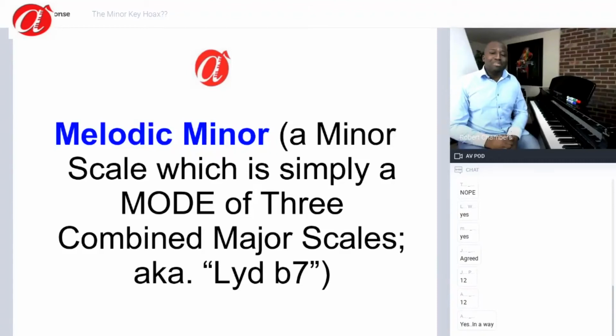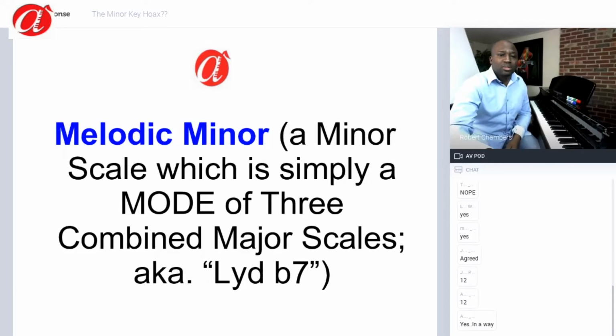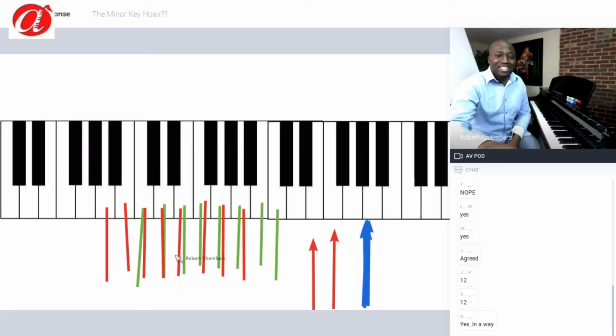A melodic minor is a minor scale which is simply a mode of 3 combined major scales. Who needs proof for me to show you that a melodic minor is 3 combined major scales? Okay? Who needs proof of that? It's a combination of 3 major scales. Or you just believe me.